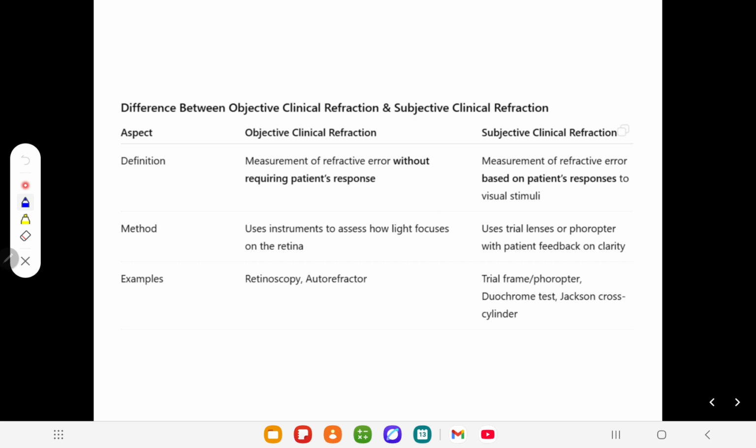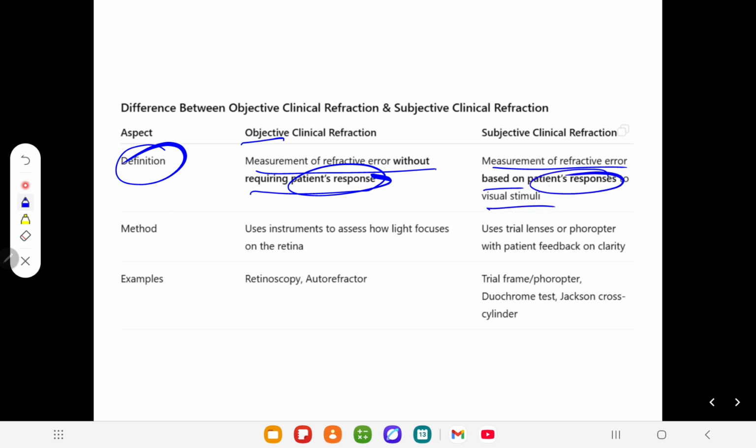In conclusion, what is the difference between objective refraction and subjective refraction? It's simple, I'm just giving 9 points and finishing. By definition, measurement of the refractive error without requiring the patient's response is objective. By definition, measurement of the refractive error based on the patient's response to the visual stimuli is subjective.